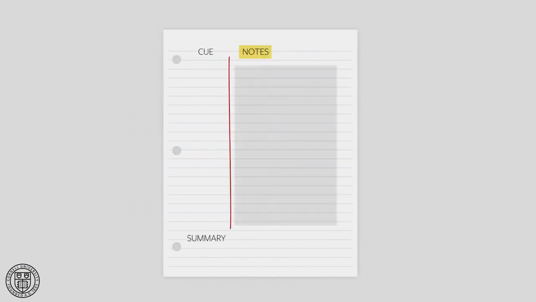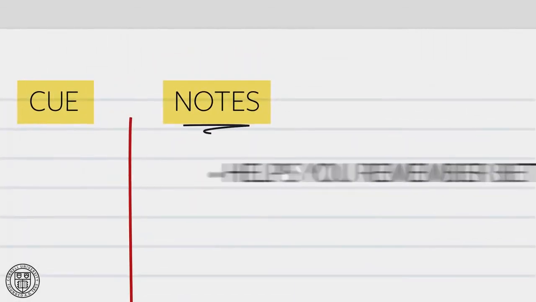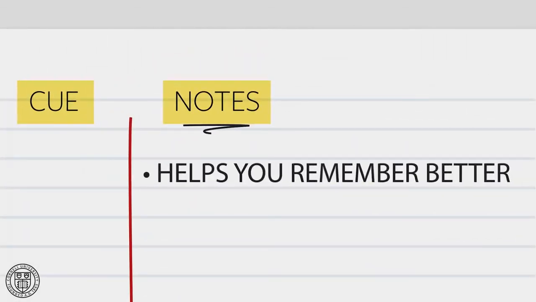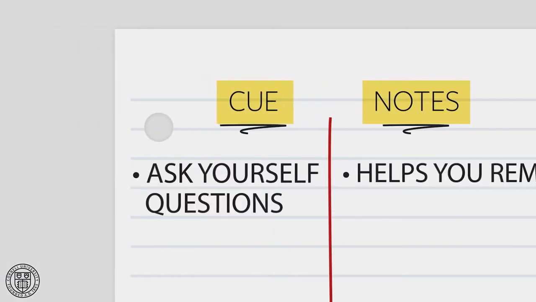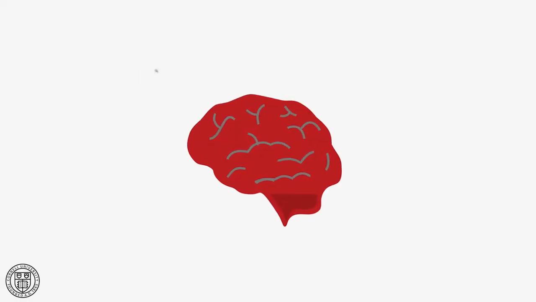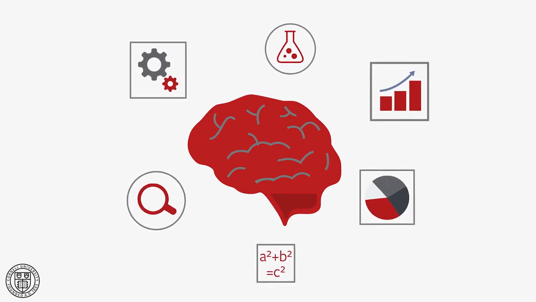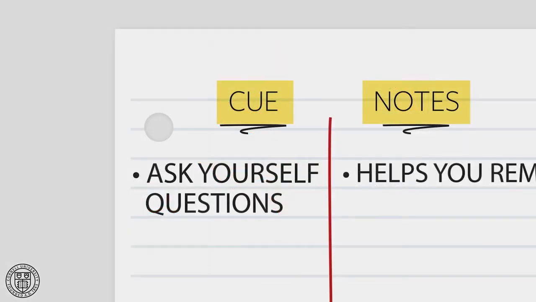You can use any part of the Cornell note-taking system, no matter how you're learning the material. Taking notes on the information helps you remember it better than just listening or reading. Asking yourself questions about what you are learning keeps your brain active and activates higher-level thinking, beyond just memorizing. It lets you apply, analyze, and evaluate what you are learning.